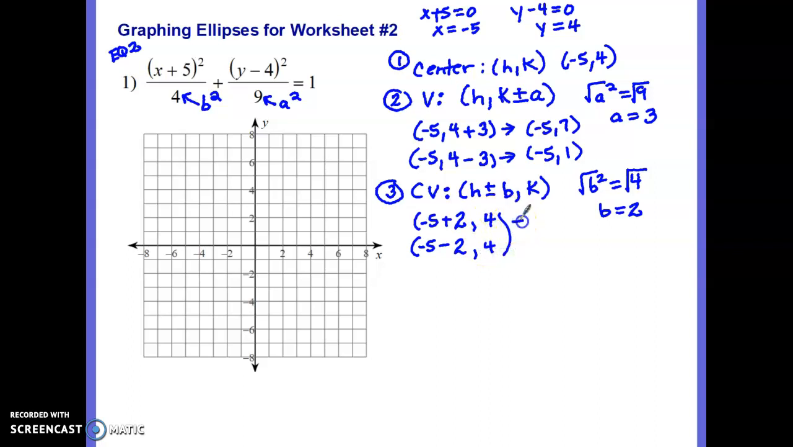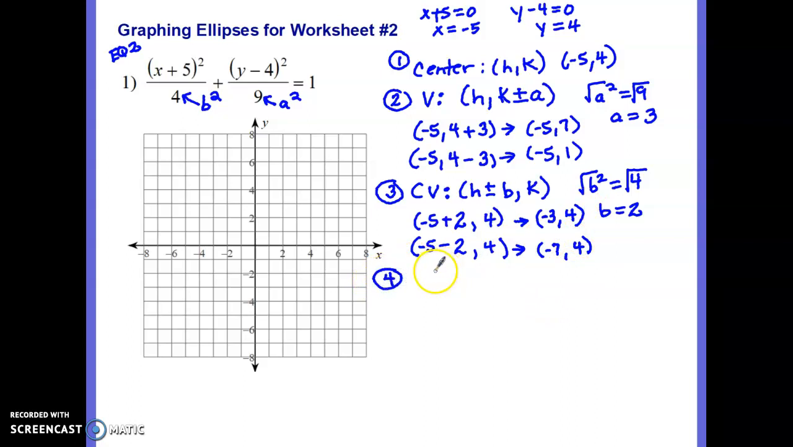And then I just find my 2 points. So the first point is going to be -5 plus 2, which is going to be -3, and this is 4. All right, now I'm going to do the other one. -5 minus 2 is -7, comma 4. You're not doing anything with the 4, you're just bringing it over. All right, so step 4.